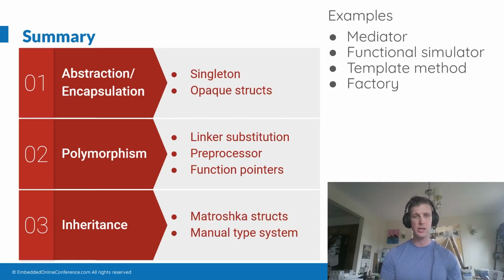And we didn't get too deep into inheritance, but I showed you how you can use Matryoshka structs and create your own type system to implement inheritance. And along the way, I showed you a number of examples where you can apply those techniques. The mediator, the template pattern, and the factory are all sample projects you can find on GitHub. And we took a look at how even just some simple encapsulation and linker substitution can give us the ability to build a functional simulator.